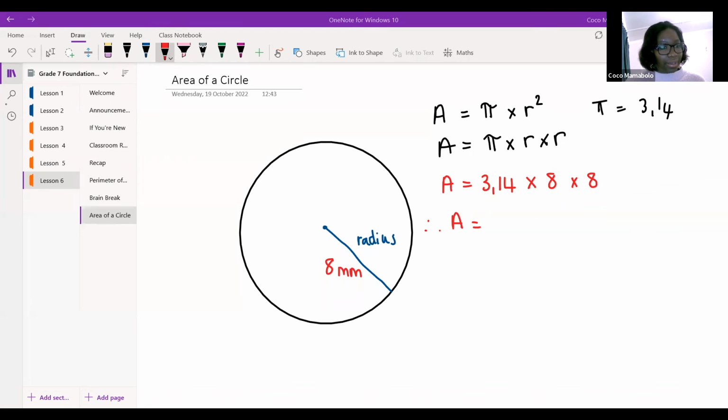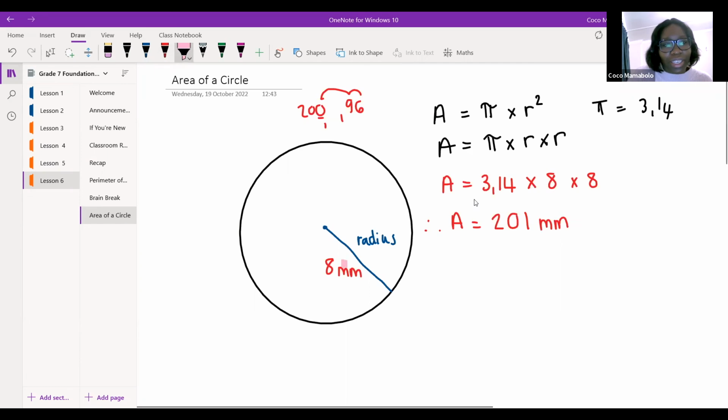3,14 times 8 is equal to. My answer, I'm getting, therefore, okay, and remember if there's a comma 9, 6, and if there's 200 there, that 6 is going to turn that 9 into a 1 and a 0, and that 9 is going to turn 0 into a 1. So my answer is going to be, therefore, my area is equal to 201 millimeters. Guys, have a look at it. Don't forget it's millimeters, and it's millimeters squared.